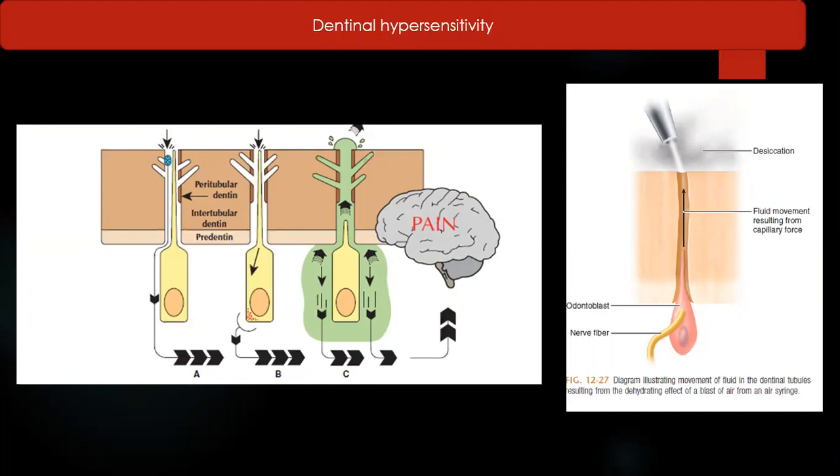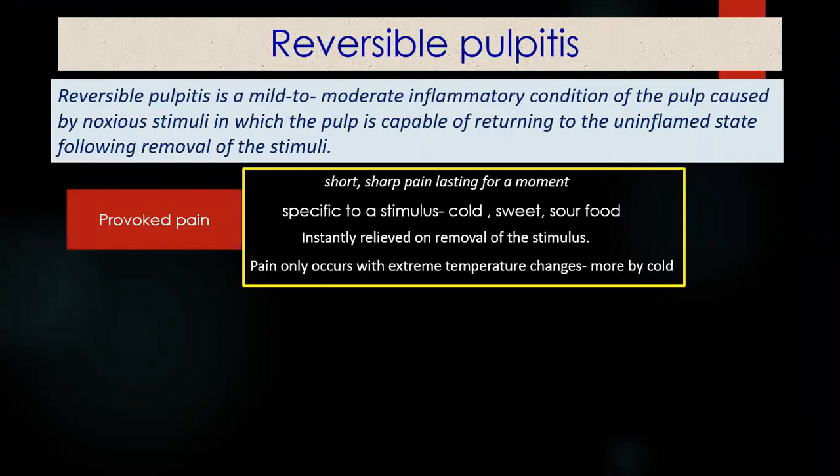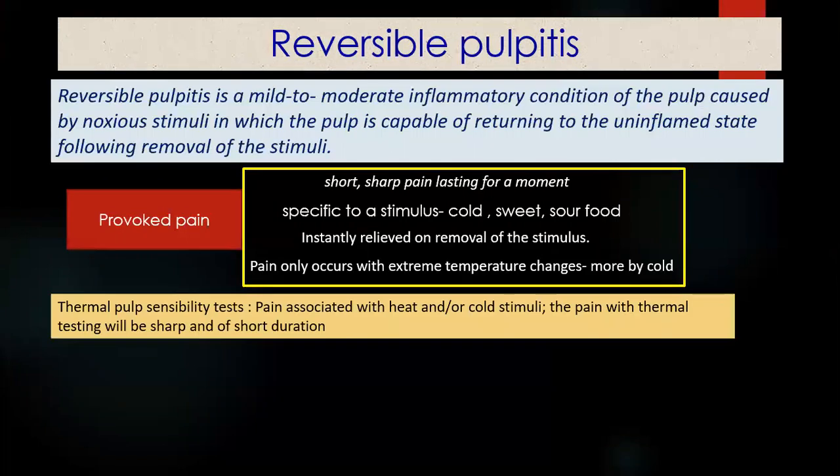So this is the stage where it's affecting the dentinal process, right? However, the inflammation has not yet occurred. The next stage is the reversible stage, where the pulp is capable of returning to the uninflamed state. So what kind of pain do we have? Short and sharp pain, specific to a stimulus, cold or sweet food, and it is instantly relieved on removal of the stimulus. Pain occurs with extreme temperature changes, and that is more often with cold. We need to remember that in this case.